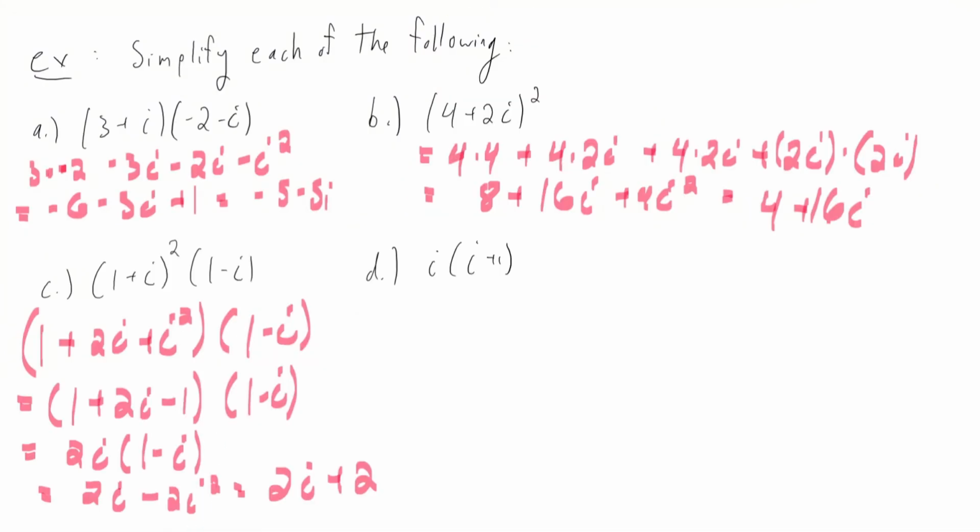We'll look now at just one last example. We have i times i minus 1. This is i squared plus i, which simplifies to minus 1 plus i. Great. So multiplying complex numbers is very similar to expanding products of degree 1 polynomials. The only trick is to remember that i squared is equal to minus 1. So we can replace that term in our expansions.